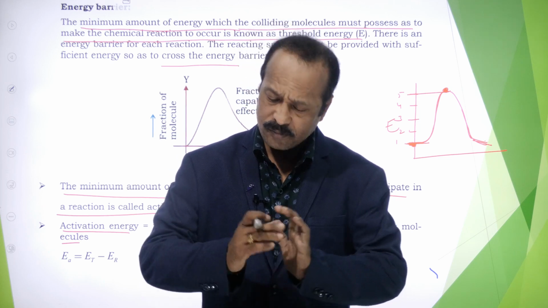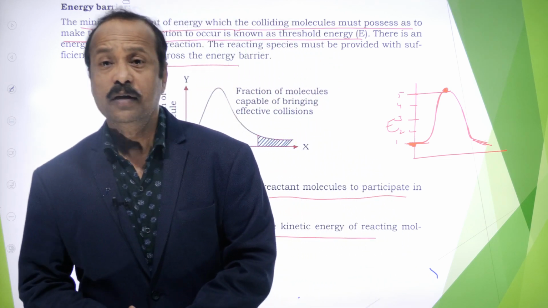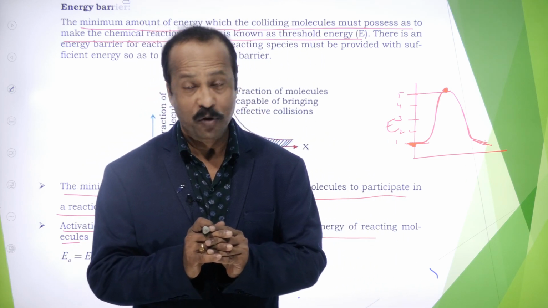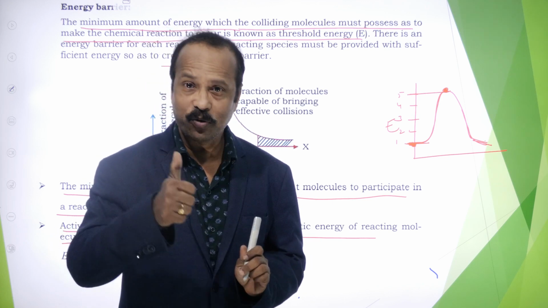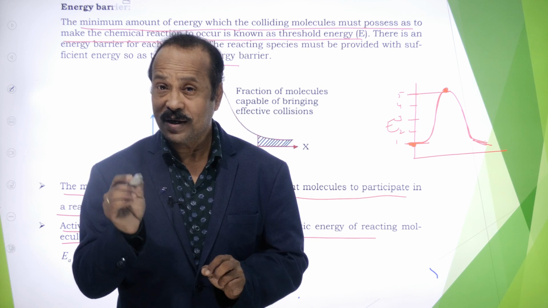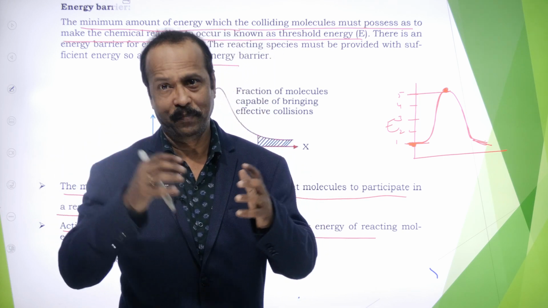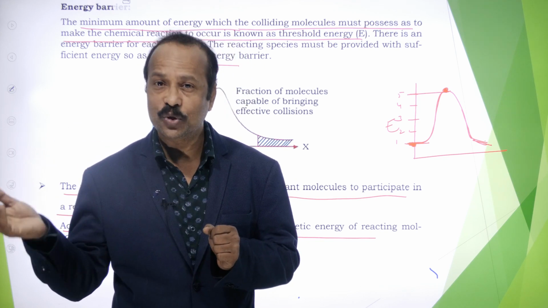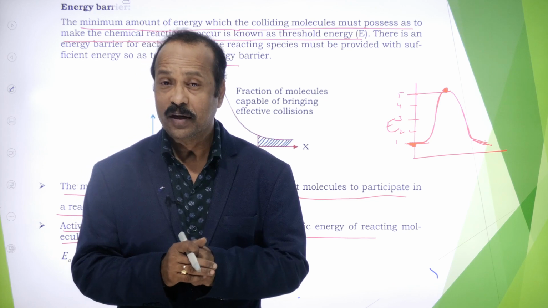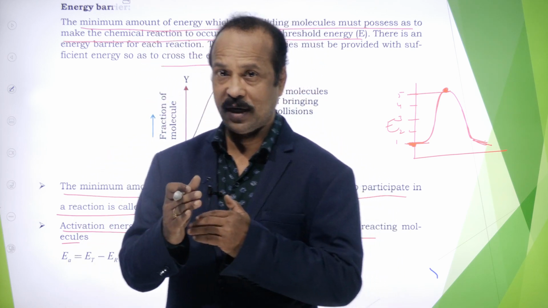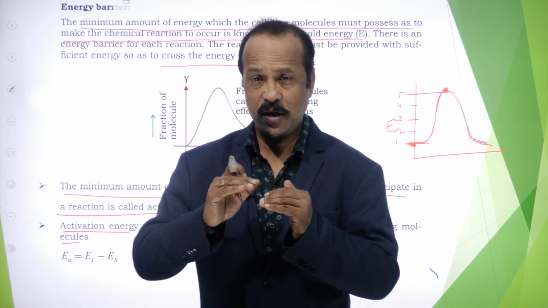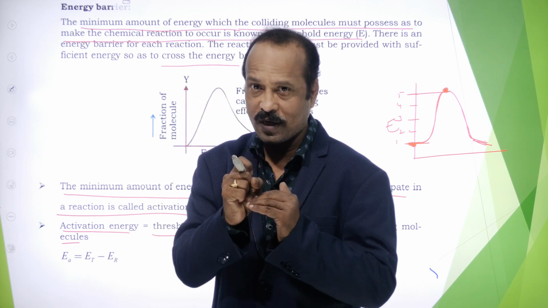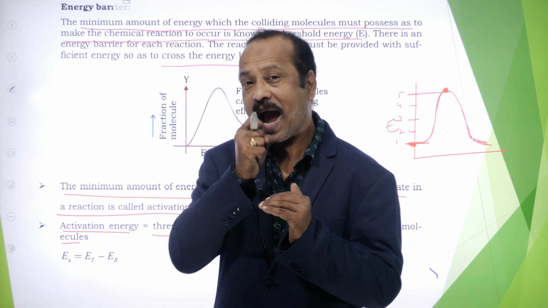Energy barrier. So, once again, just now I told you that not all collisions make an effective collision. Why? Because to make an effective collision, a certain amount of energy is required. So, what is the minimum amount of energy required by the molecules to make the chemical reaction? That energy is called threshold energy, right? So, already the molecule has a certain amount of energy. Now, to reach that threshold energy, a certain amount of energy is required. That amount of energy is called activation energy.